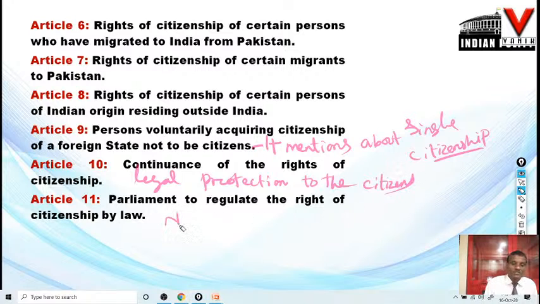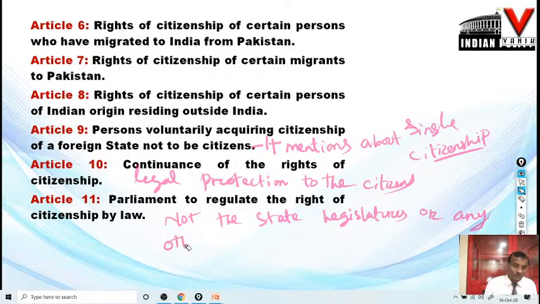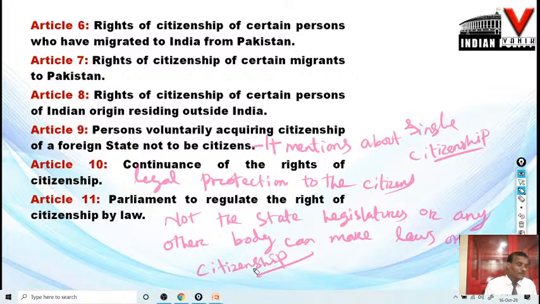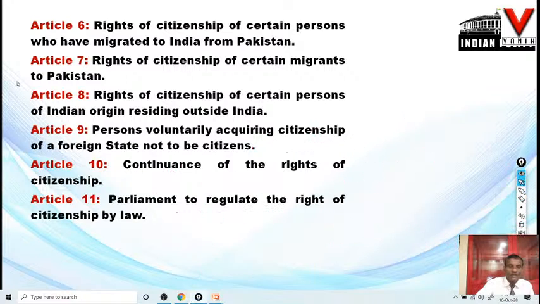And it is the Parliament, not the state legislature or any other body, that can make laws on citizenship. Okay, so that is the thing about Article 11, except by law. Yes, so that is the thing you have to show. Yes, Article 11 is done. Okay, 6, 7, 8, 9, 10.